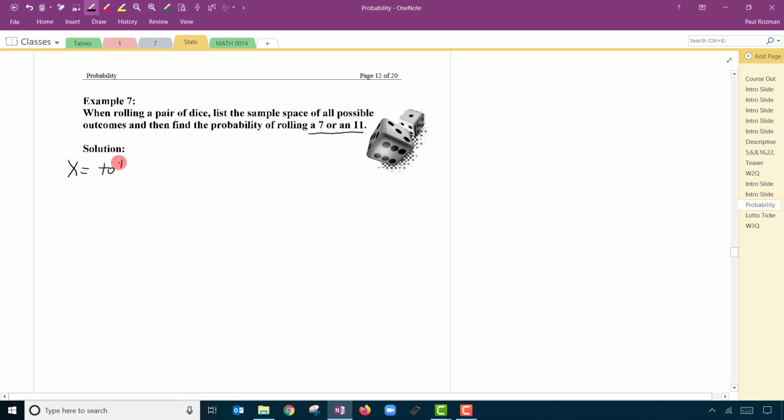X equals total on 2 dice. We want the probability of getting a total of 7 or the probability of getting an 11. If we use our formula, we'd say it's the probability of getting 7, plus the probability of getting 11, minus the probability that both happen.